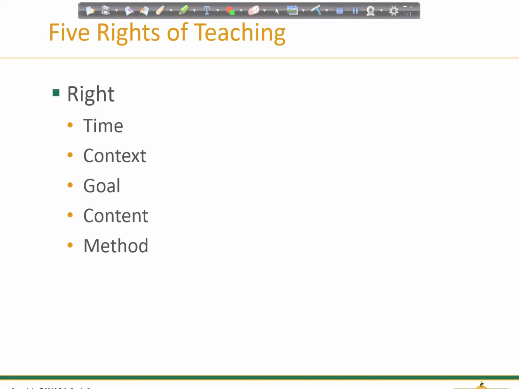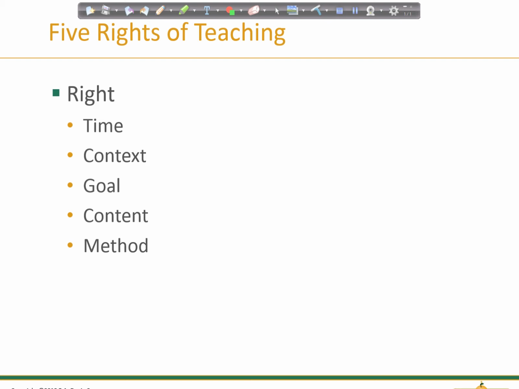Right content. Is it the right content appropriate for the patient's needs? Is it new information, or is it just reinforcing old information? Is it presented at the learner's level? So we should not be speaking in medical jargon. We need to speak at that patient's level.